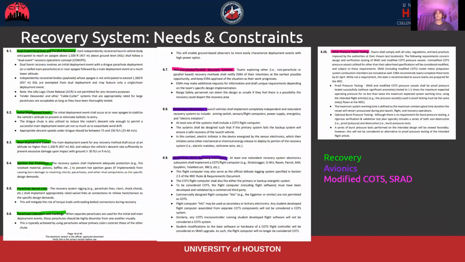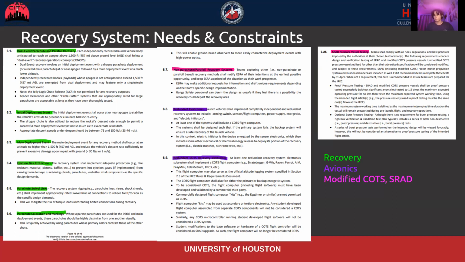So I have them here. If they're green, that means they apply to us. If they are purple, that means they apply to avionics. And if they are this magenta purple, that means they would be modified COTS and SRAD, so we don't even have to worry about those. But for the first one, I'm just going to run through these real quick. This is just to remind everybody of what we're supposed to do.